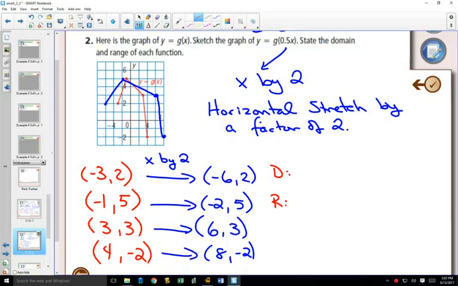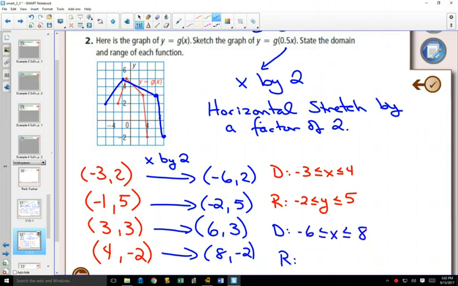For the first one, and I'll use set notation, we're starting at -3, less than or equal to x, less than or equal to 4. And the range, we're starting at -2, less than or equal to y, less than or equal to 5. On the blue graph, the domain is now -6, less than or equal to x, less than or equal to 8, and the range is still from -2 to 5.